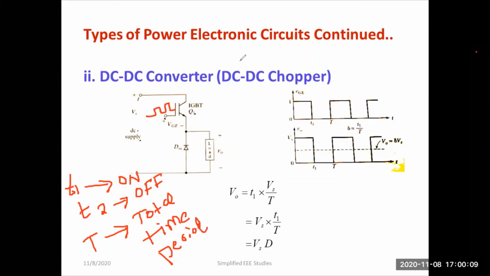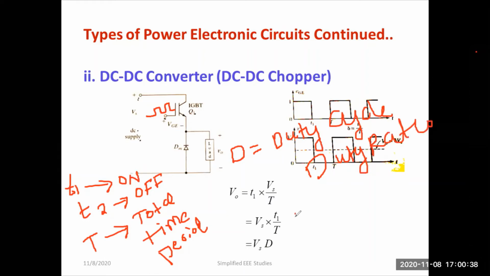So we can write the duty cycle, which I'll write as D. Duty cycle can also be called the duty ratio. Duty cycle, or one can say duty ratio. Both are the same. Some people call it duty ratio. Both are synonyms.